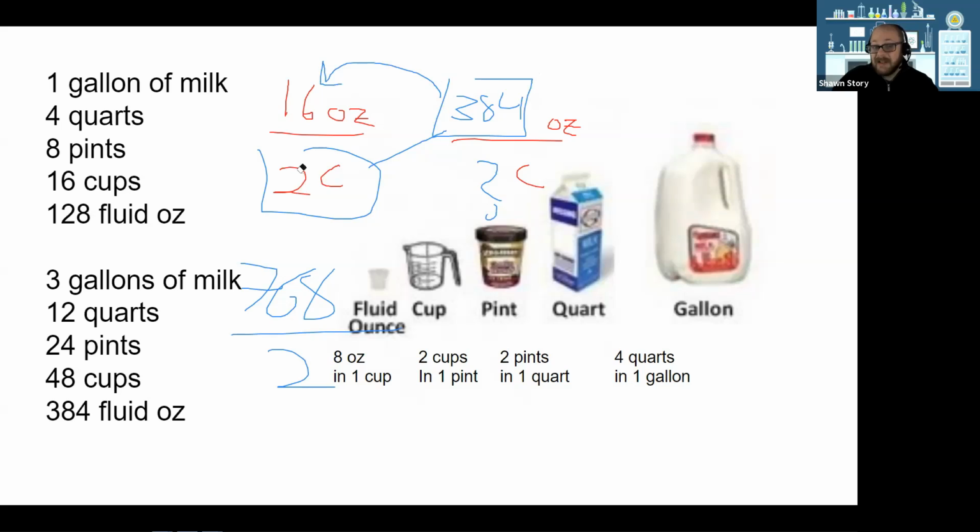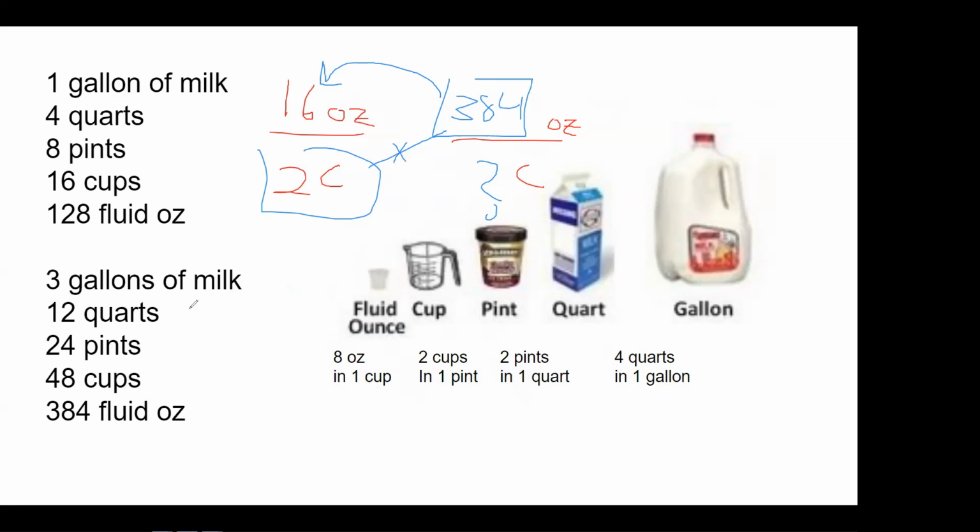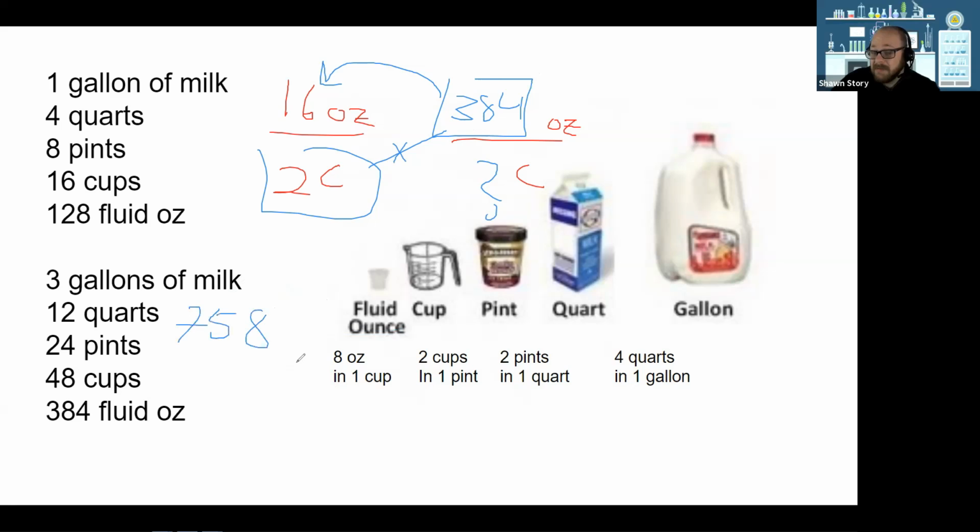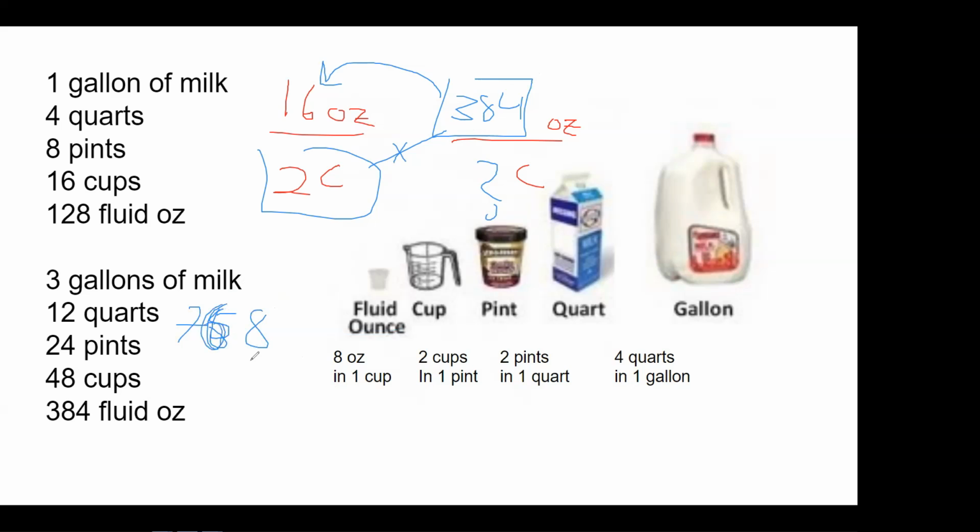Let's do that. Who has a calculator? Let's do 2 times 384. What is 2 times 384? It's going to be more than 600. It's going to be like 768. 768. So we have 768.